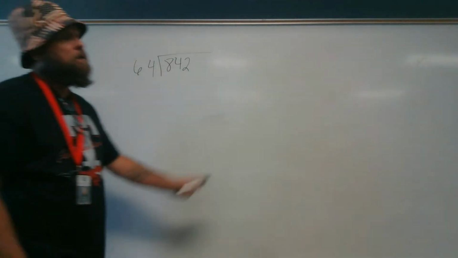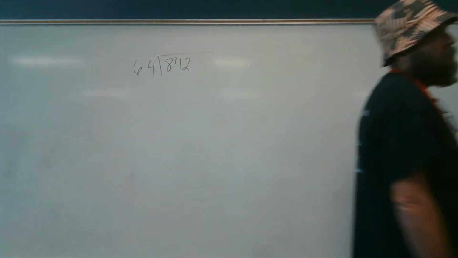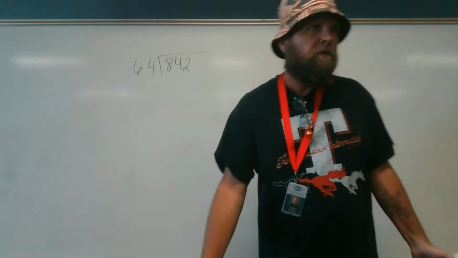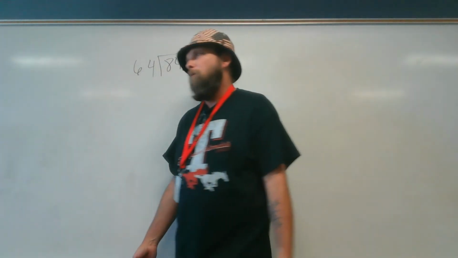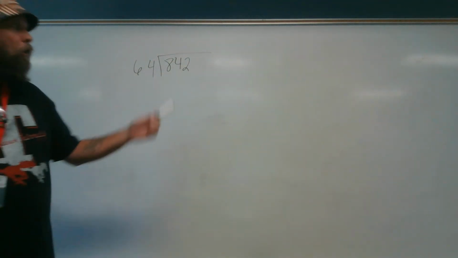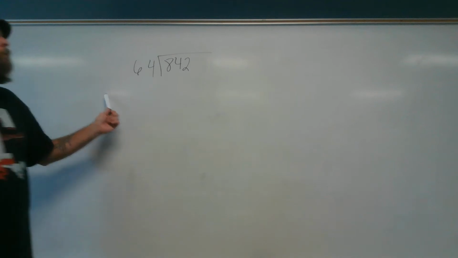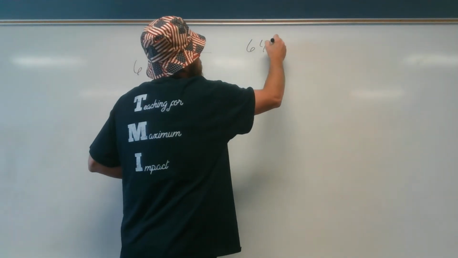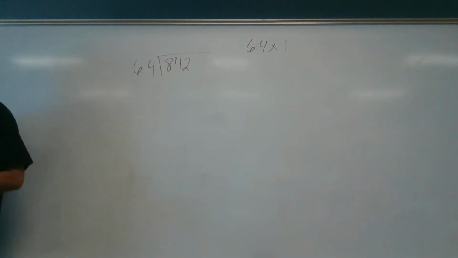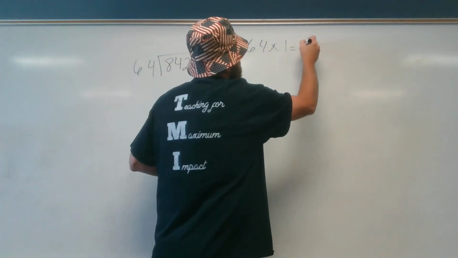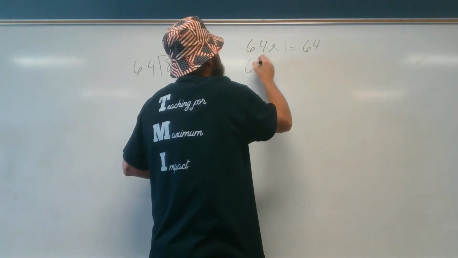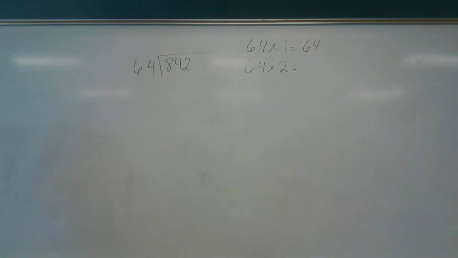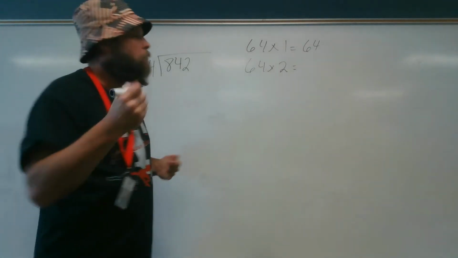Now it's pretty easy listing my multiples of 20. So now Laura, because your teacher is a big jerk, he makes us list our multiples of this. So we're gonna do 64 times 1, which is what, Laura? 64. Then I have 64 times 2. Who can tell me 64 times 2? Laura? 128.